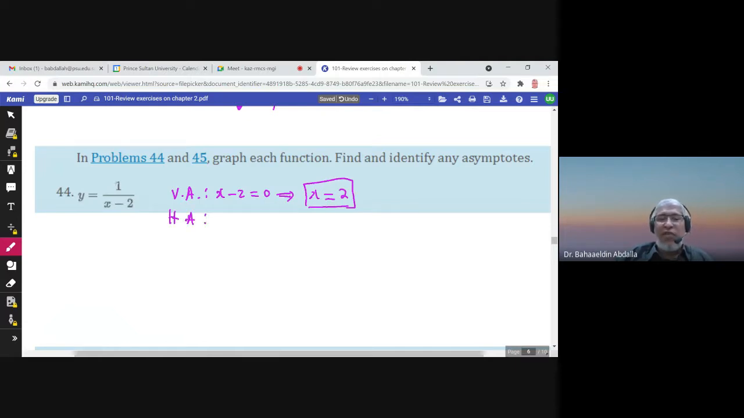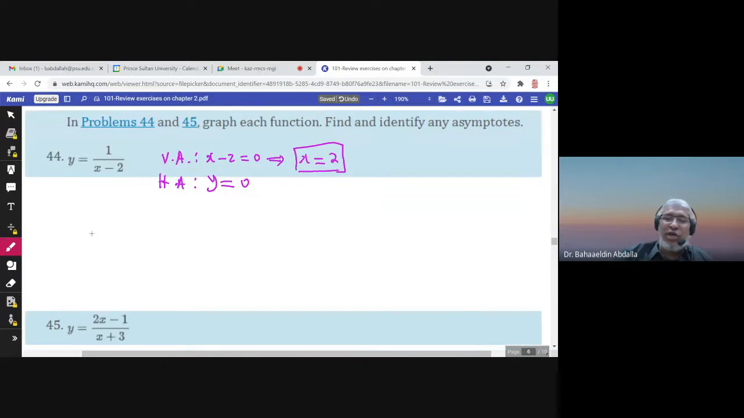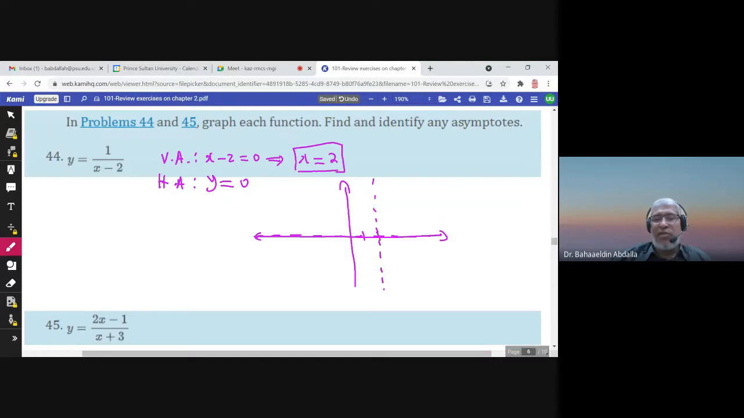If the degree of the numerator is less than the degree of the denominator, then the horizontal asymptote is y equals 0. The degree of the numerator here is 0. I mean, there is x to the power 0, but we do not write it because it is 1. And in the denominator, we have x to the power 1. So the horizontal asymptote is y equals 0. So if you sketch the graph of this function, y equals 0 is the horizontal asymptote, and x equals 2 is the vertical asymptote.